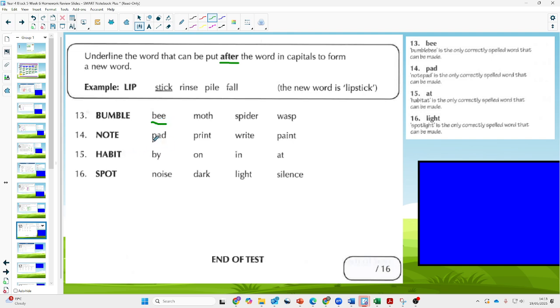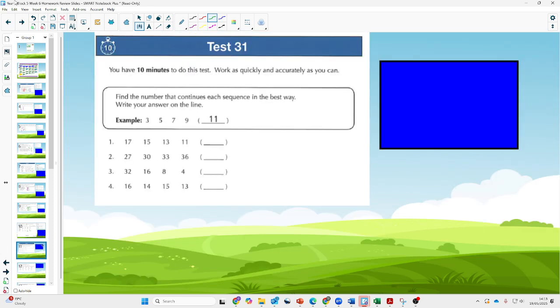Then we've got note, pad, habit, at, we spell habitat, and then spot, and then spotlight. So again, those are your compound words. Any that were new, do record those down. So putting your mark out at 16 here, and also in your score chart at the back of your book. Moving on then to test 31.